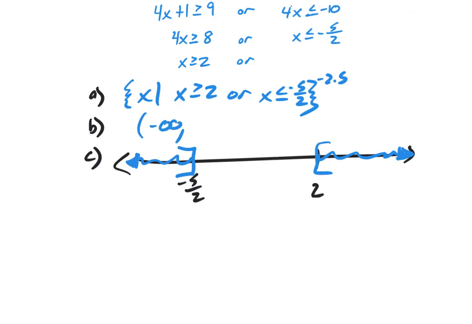all the way up to negative 5/2 with a bracket. And we're going to start over again at 2 to positive infinity.